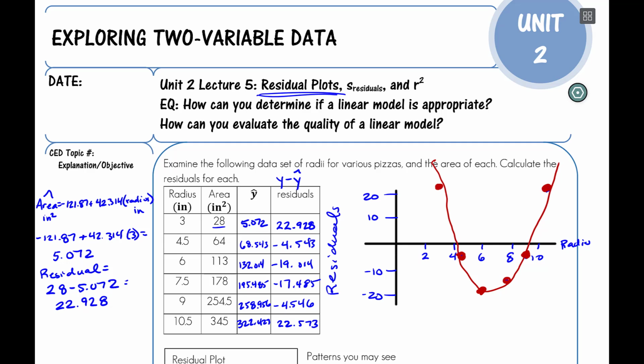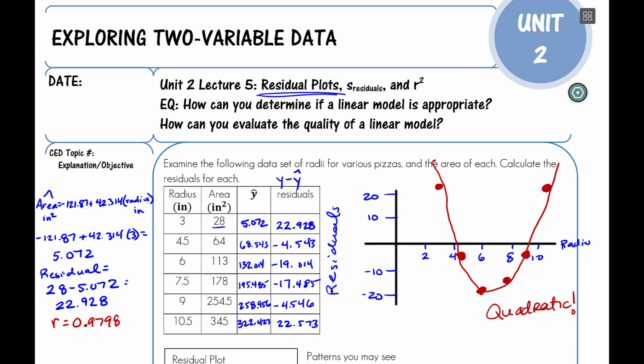This should look familiar from Algebra 2. This is a parabola. This is a quadratic relationship. But I thought we were supposed to be looking at linear relationships, and this had an extremely strong correlation coefficient. The correlation coefficient in this case was 0.9798. It was super duper strong, almost perfect. So why are we seeing this pattern here? Why are we seeing something that's quadratic?